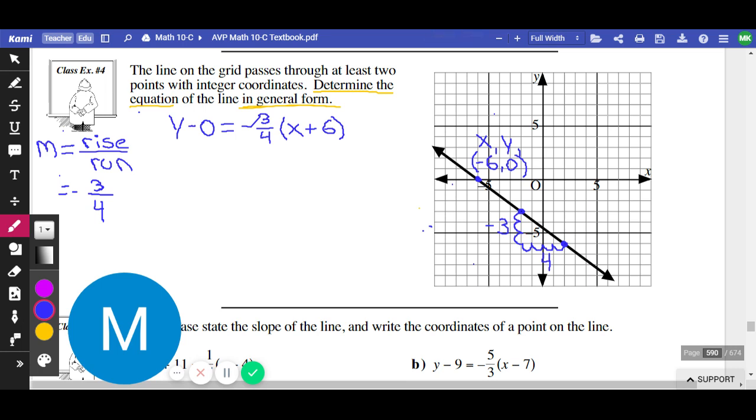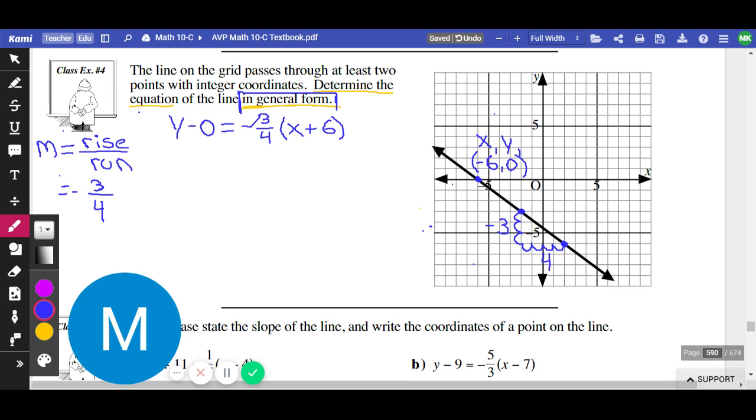Awesome. Point 2. Looking at this now, that does create this line. However, it's not in the form the question wanted. The question wanted general form, so we need to convert that to general form. Remember, general form had 0 on one side, everything else on the other.